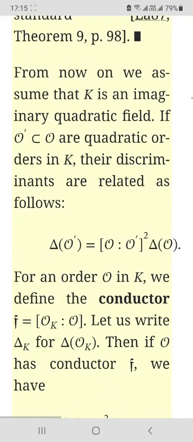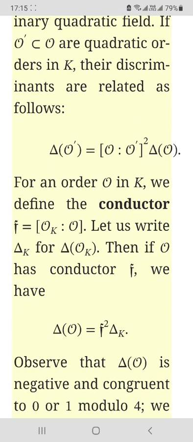Okay, from now on we assume that K is an imaginary quadratic field. If O' is contained in O, are quadratic orders in K, their discriminants are related as follows. The discriminant of O' is the index of O' in O, squared, times the discriminant of O.